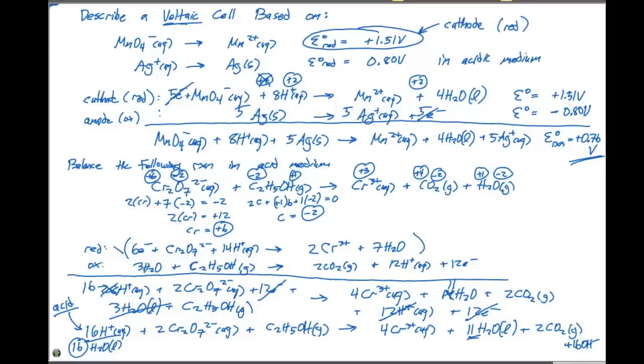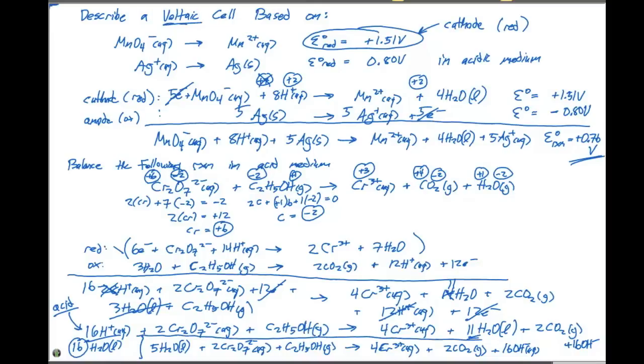So to balance this in basic solution, we're going to get the overall reaction that is 5 H2O as a liquid plus 2 Cr2O7 2- in aqueous solution plus C2H5OH as a gas, giving us 4 Cr3+ in aqueous solution plus 2 CO2s as a gas plus 16 OH minus in aqueous solution. So this equation right here is our balanced equation in basic solution.